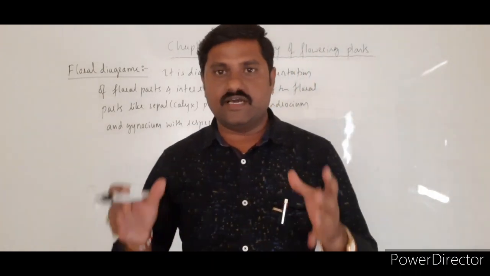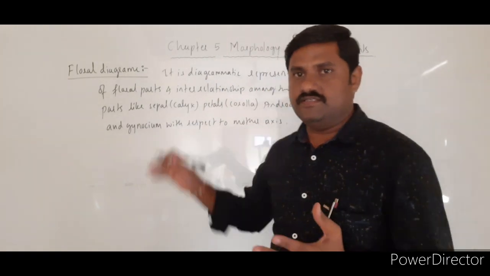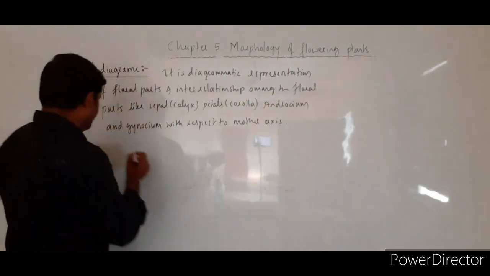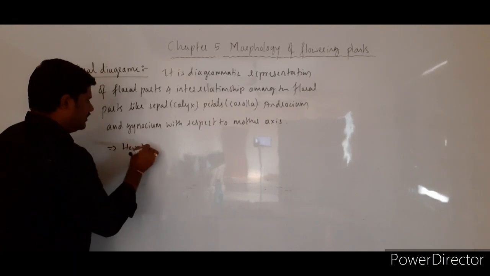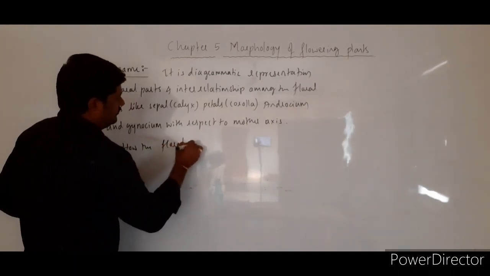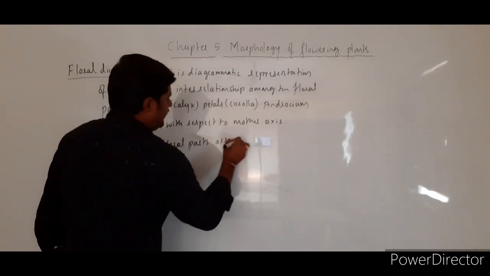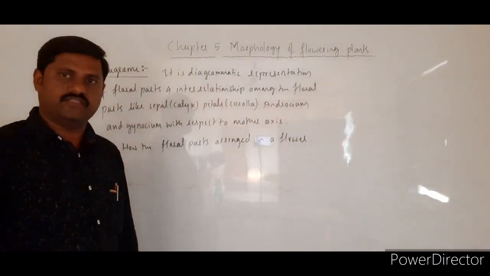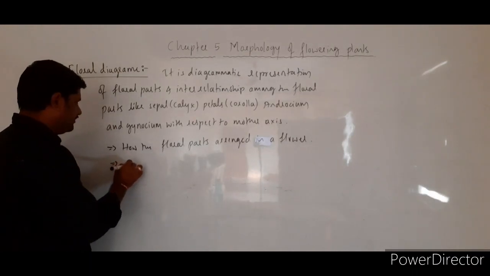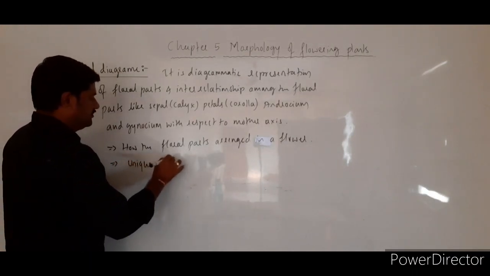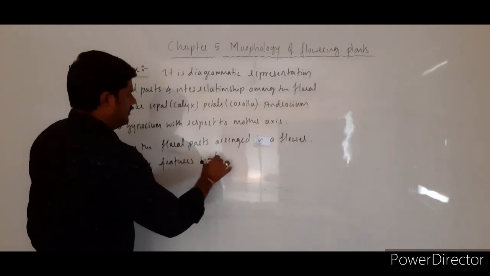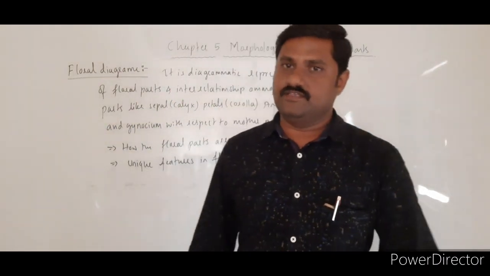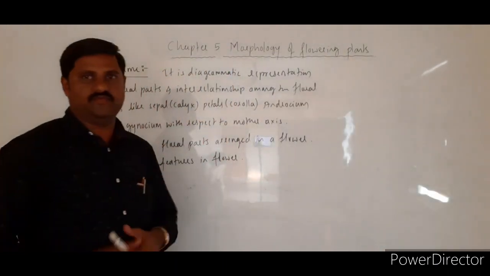What it represents? Interrelationship. So among these calyx, corolla, androecium as well as gynoecium. And it also represents how the floral parts are arranged in a flower is also shown by this one, right? And even some of the unique features in the flower is also shown by this diagram itself. So this is the uniqueness of this floral diagram, remember, right?